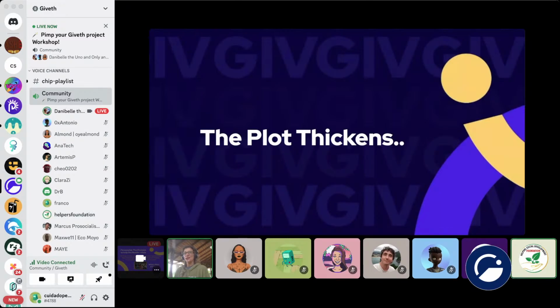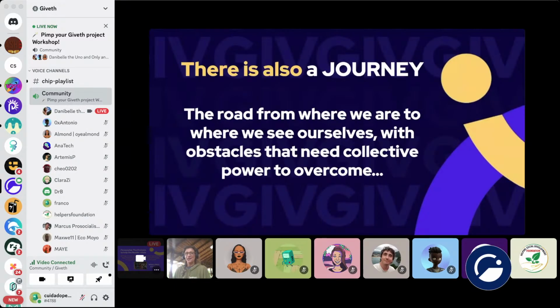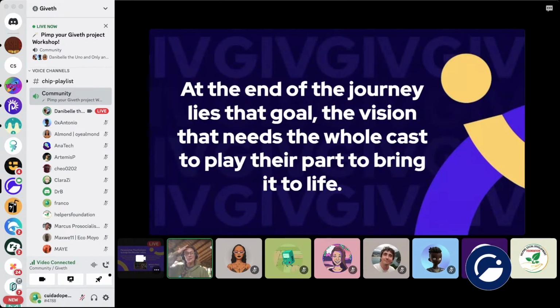We're going on a journey, right? So this is where we got our plot. The journey is the road from where we are now to where we see ourselves, and looking out for obstacles that need collective power to overcome. Okay. So we're inviting people to help us go on this journey together. The journey is to the goal, the vision that you're painting that needs the whole cast to play their part in order to bring it to life.